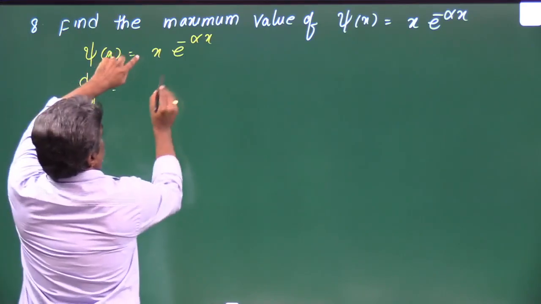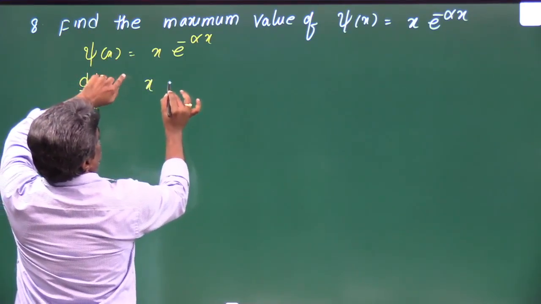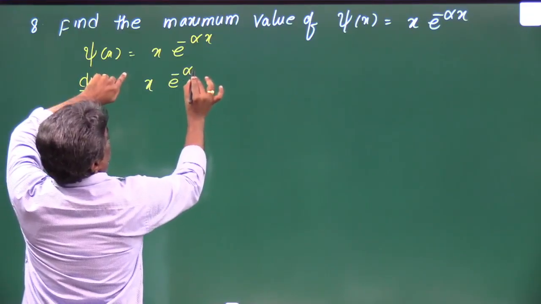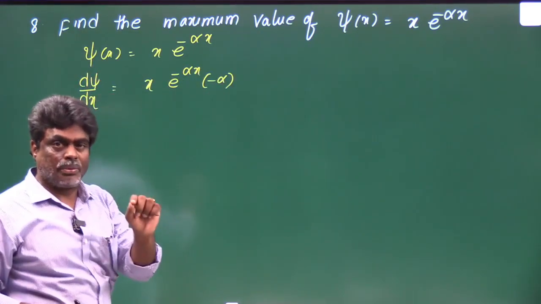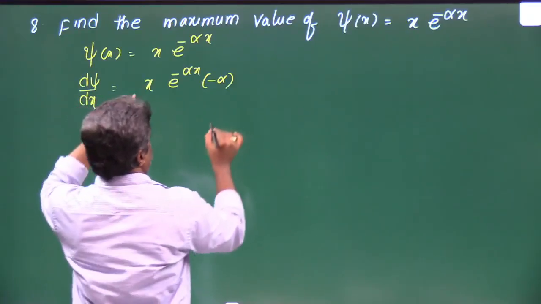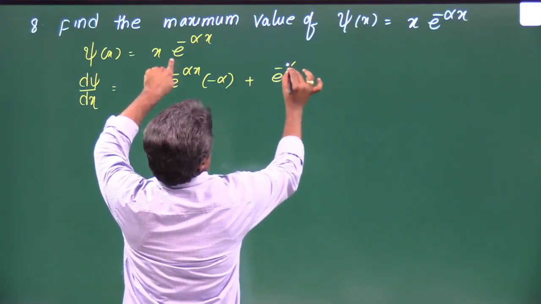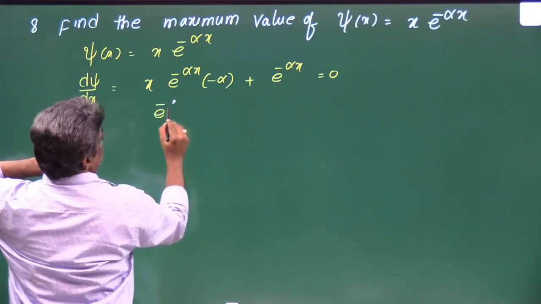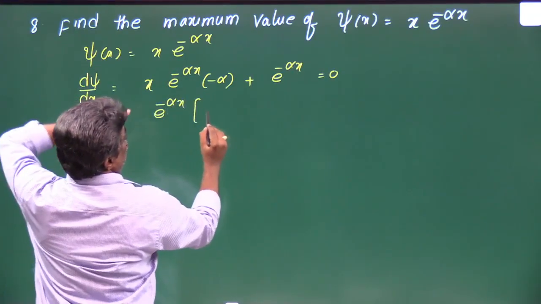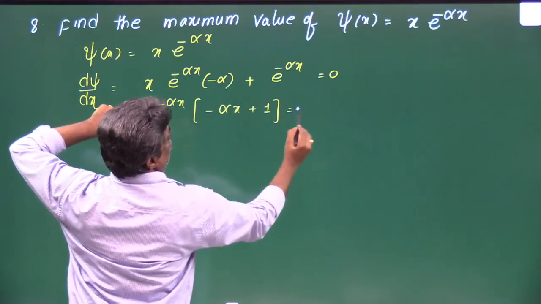Okay. So here you have to apply the UV formula. First function as it is, and the second function differentiation, e raised to minus alpha x into minus alpha. You just pause the video and do it yourself, and after that check. Plus x differentiation is 1 and the second function as it is, and equate to 0. Now here e raised to minus alpha x is common. So minus alpha x plus 1 equal to 0.